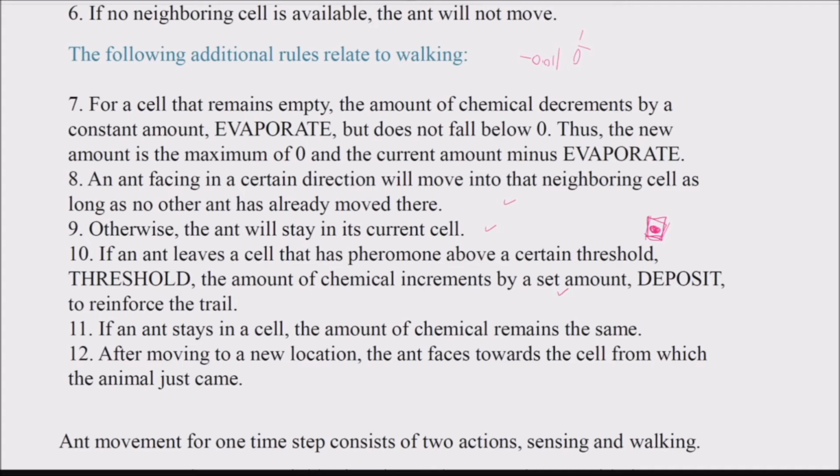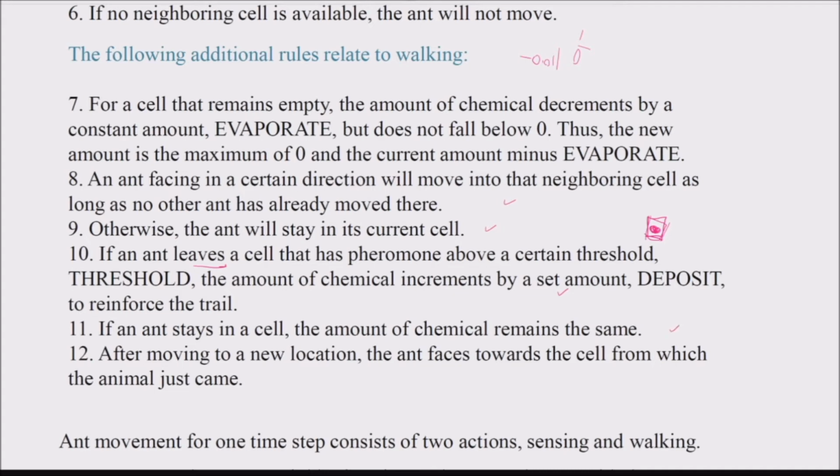Okay, and then if the ant stays in a cell, the amount of chemical remains the same. So that means if he's waiting here, you don't increase it. But when you move out, you increase this one by the set amount. Okay, so that's what it is. So whenever the ant is leaving the cell, you put some amount. If the ant stays in the cell, we talked about that already.